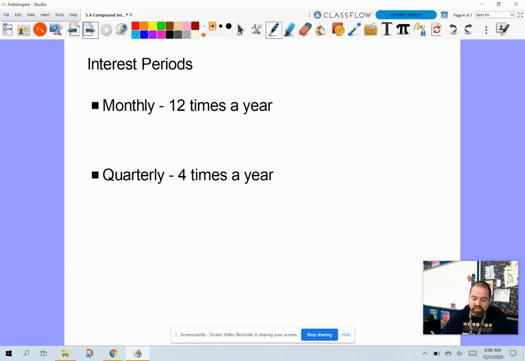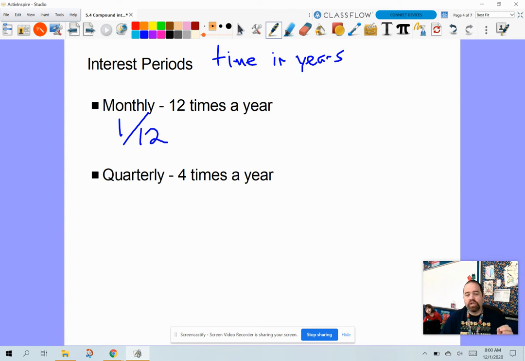So when we did our simple interest formula, our time was always in years. So having our time in years, and these two ideas of compounding your interest monthly and quarterly, we need to talk about how that's going to convert into years. If we compound monthly, that means at the end or beginning of every month, your interest is calculated. Your time, since it's in years, is going to be 1 month out of 12. So your time frame for monthly compounded interest is going to be 1/12.